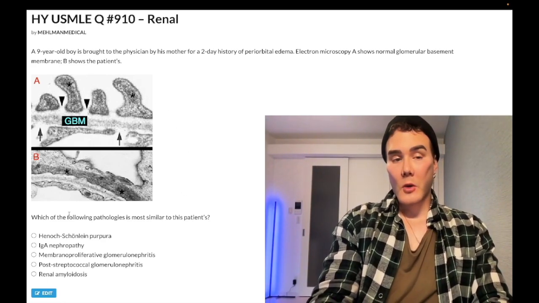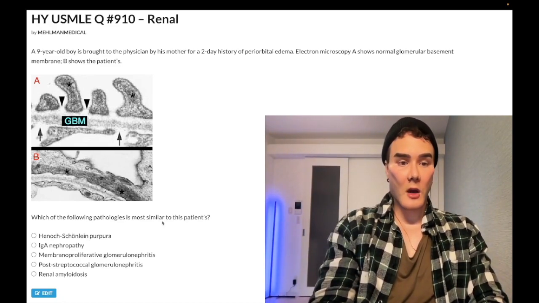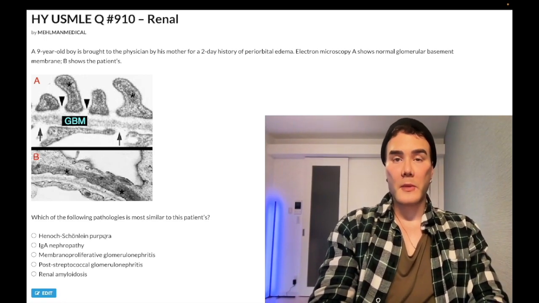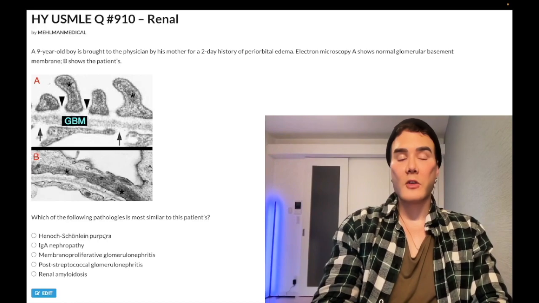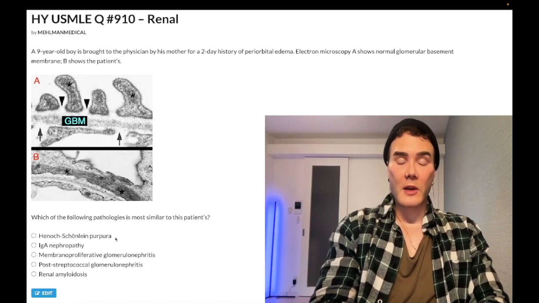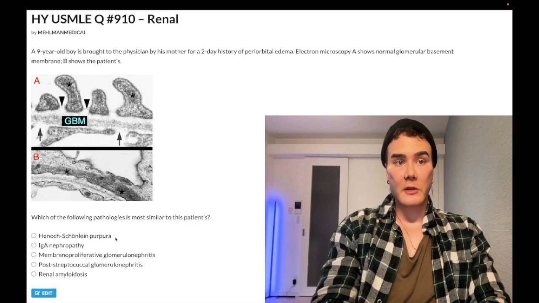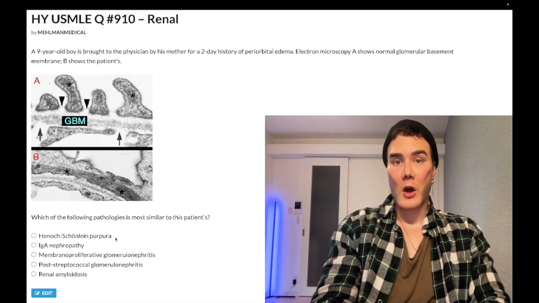So the question wants to know which of the following pathologies is most similar to the patient's. Let's just whip through the answers. Choice A, Henoch-Schönlein purpura, wrong answer. It's going to be a high yield diagnosis for 2CK peds, non-existent on Step 1. It's going to be a tetrad of palpable purpura, classically on the buttocks, thighs. Number 2, IgA nephropathy, which is red urine, type of nephritic syndrome. Number 3, arthralgias. Number 4, abdominal pain. You need not have all 4.